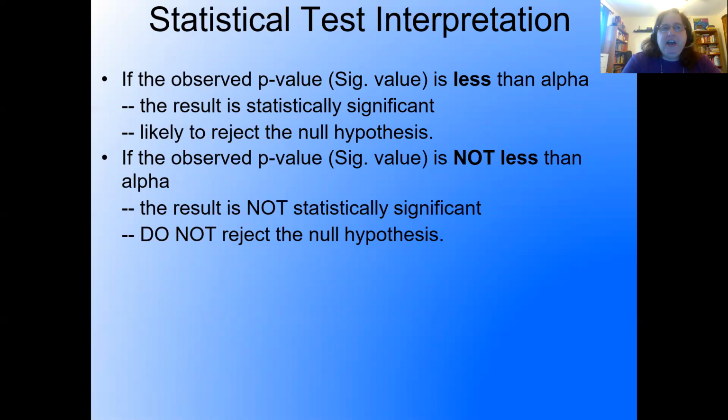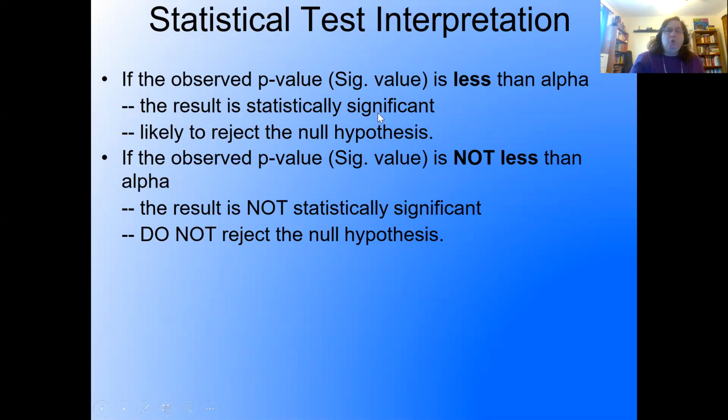So if the observed p-value or sig value is less than alpha, the result is statistically significant and we're likely to reject the null. If the observed p-value is not less than alpha, the result is not statistically significant and we do not reject the null. Now, remember, I've had this likely phrase before. Why do I have it there? Why don't I just say reject the null? Why do I say you're likely to reject the null? It has to do with one-tailed tests.